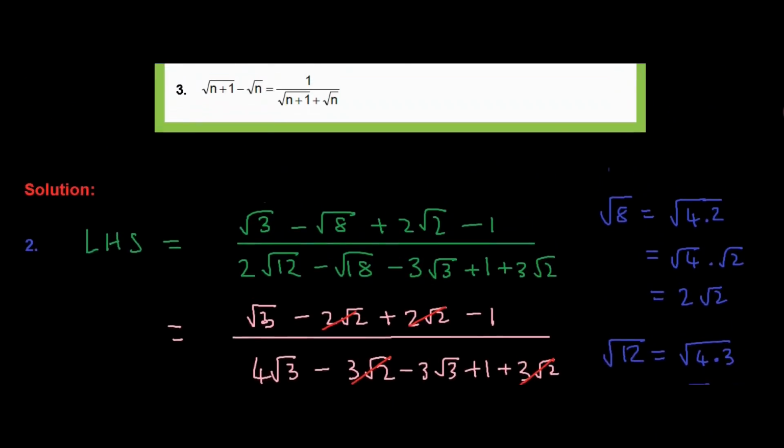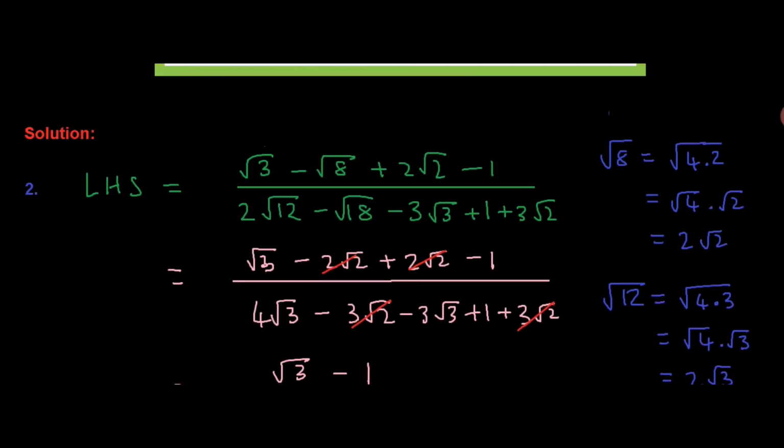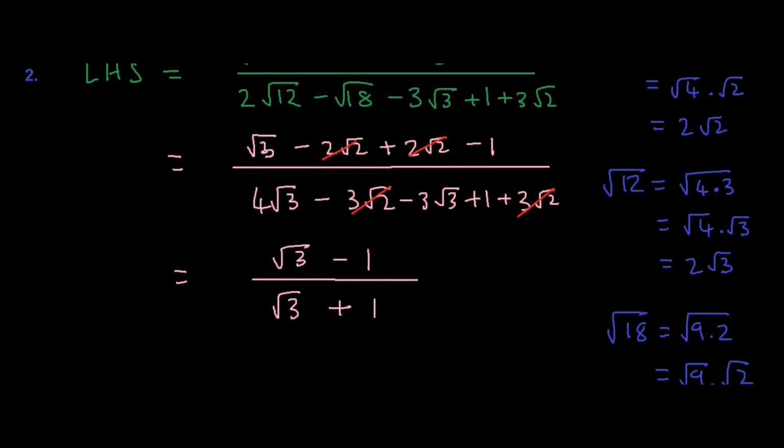Now, this is not quite equal to the right-hand side, as you can see. So we're going to rationalize the denominator. We're going to multiply both the numerator and the denominator by square root 3 minus 1. In other words, by something that gives a difference of squares when we multiply out the denominators.